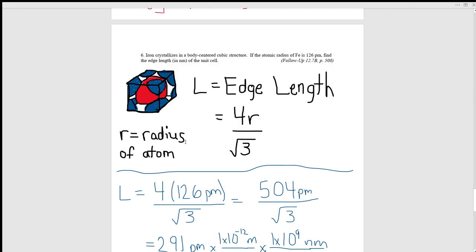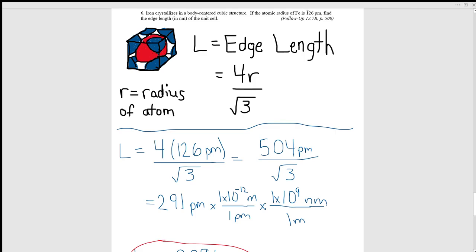So this red circle or sphere here in the center is supposed to represent 1 atom, and each vertex represents 1/8 of an atom for a total of 2 atoms. Now I've written here L equals the edge length. This is the variable that I'm going to use to represent one edge of our cube, and the formula for that is equal to 4r over the square root of 3, where r represents the radius of an atom.